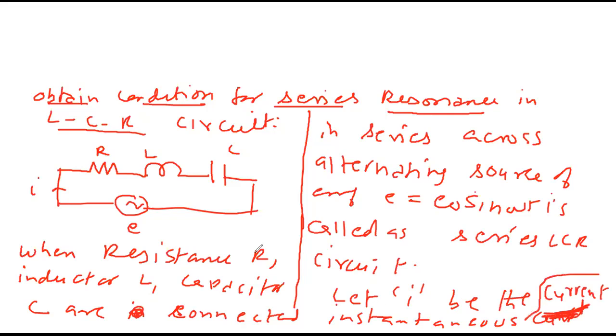When resistance R, inductor L, capacitor C are connected in series across alternating source of EMF E0 sin omega t, then the circuit is called a series LCR circuit. Let I be the instantaneous current. I am interested in under what condition it is called resonance.